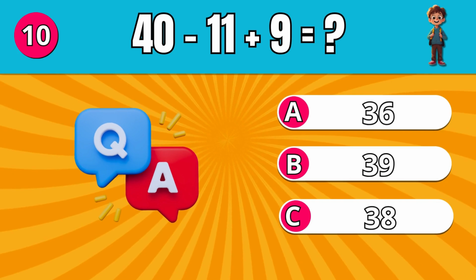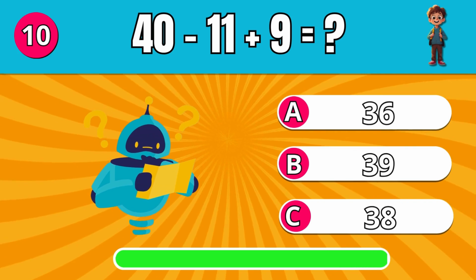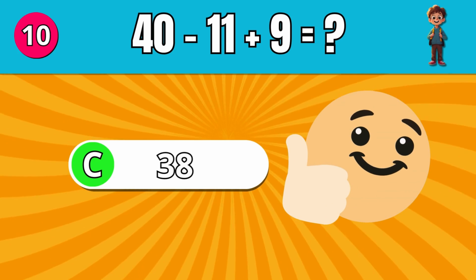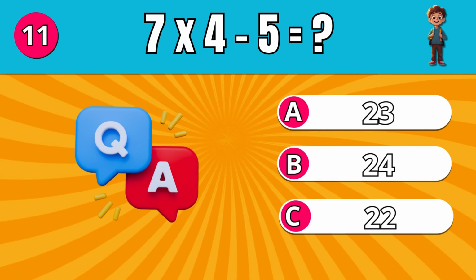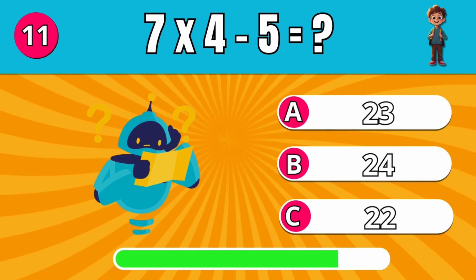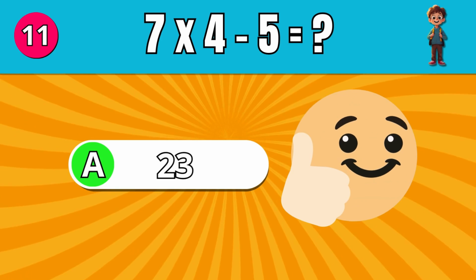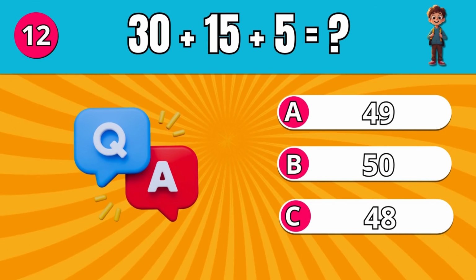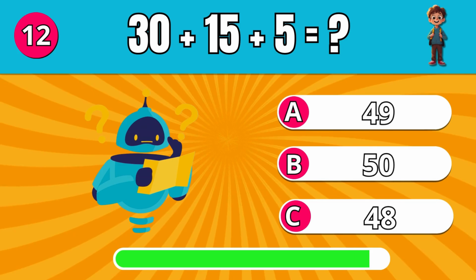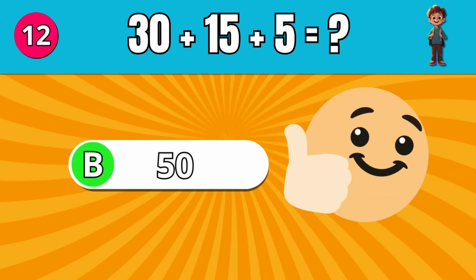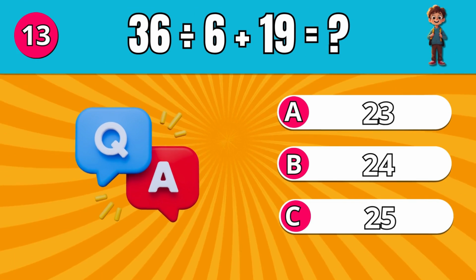Multiply and subtract to find the answer. A 23. Add 3 numbers together. Solve the following. Add, subtract.